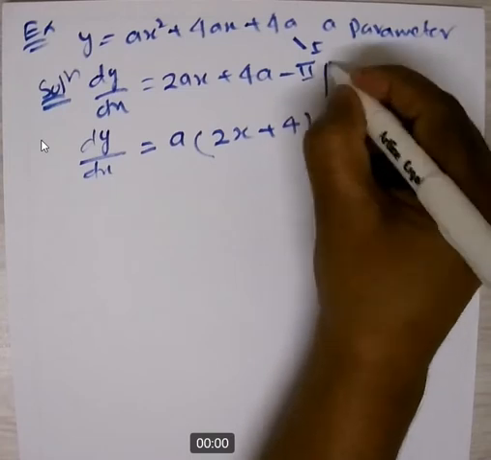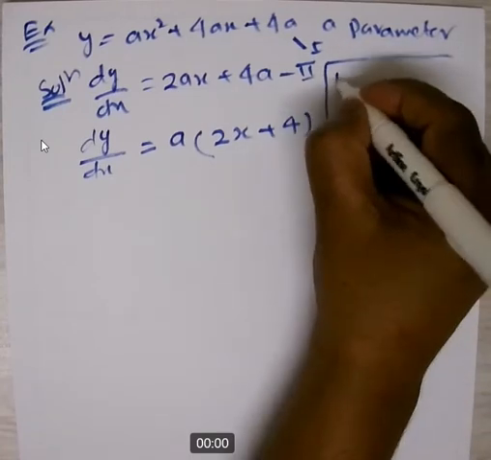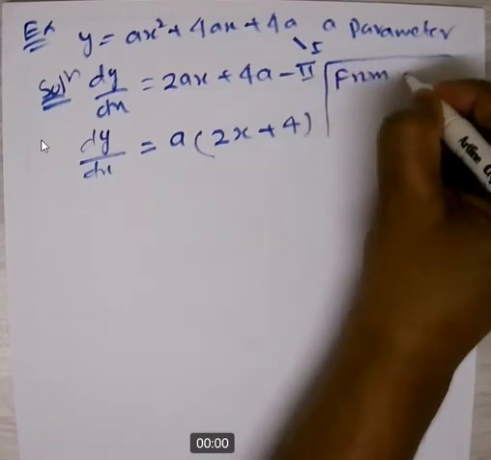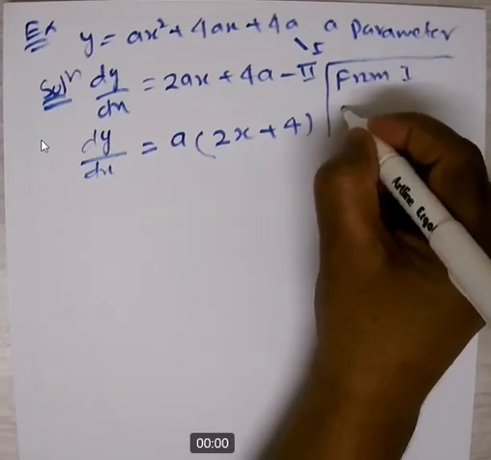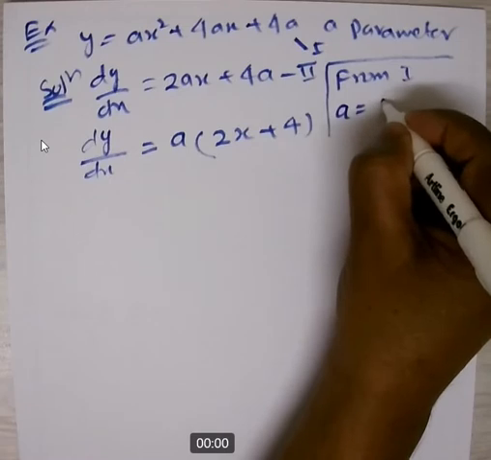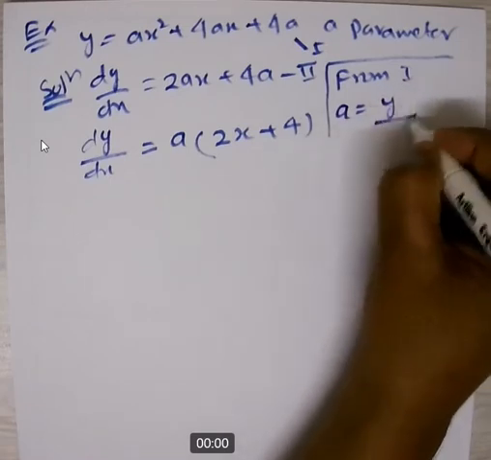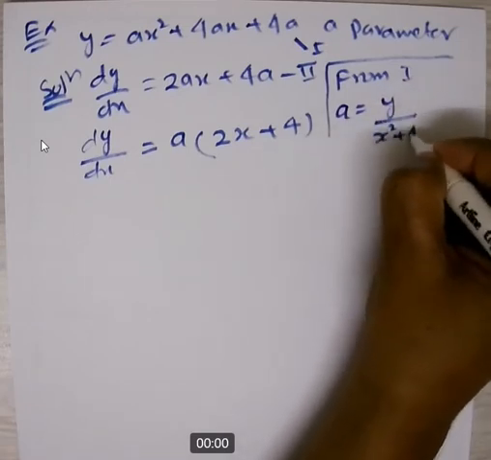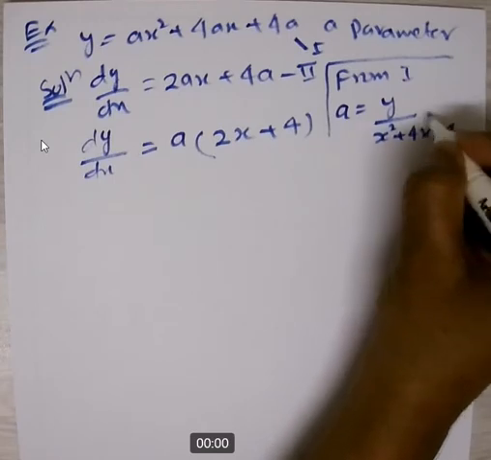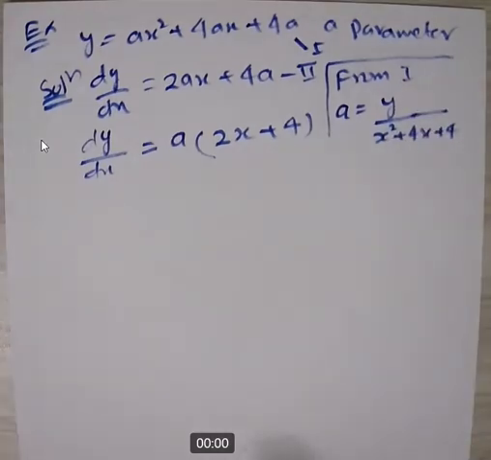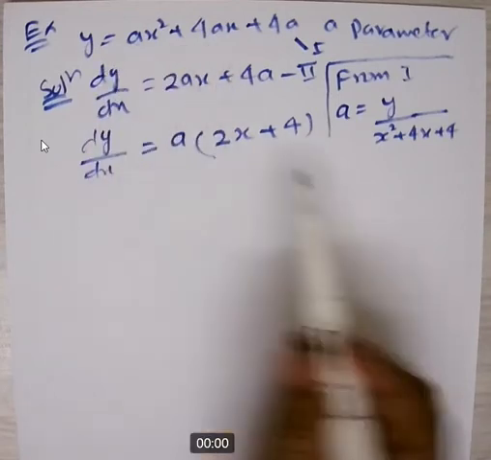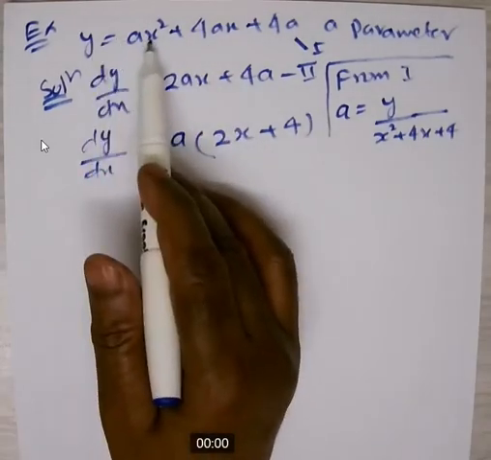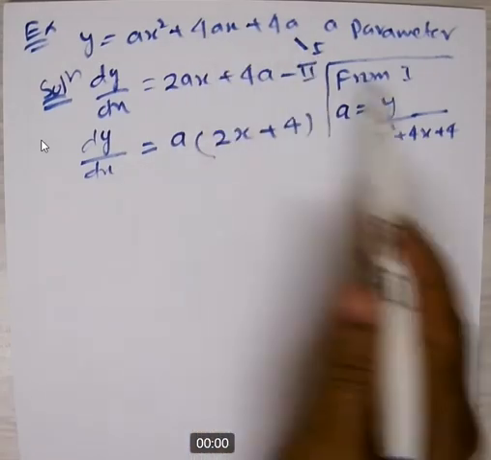Now from the first, can I write a equal to y divided by x square plus 4x plus 4? Yes, we can write it. From this, keep a outside. When you keep a outside, this becomes y divided by x square plus 4x plus 4.